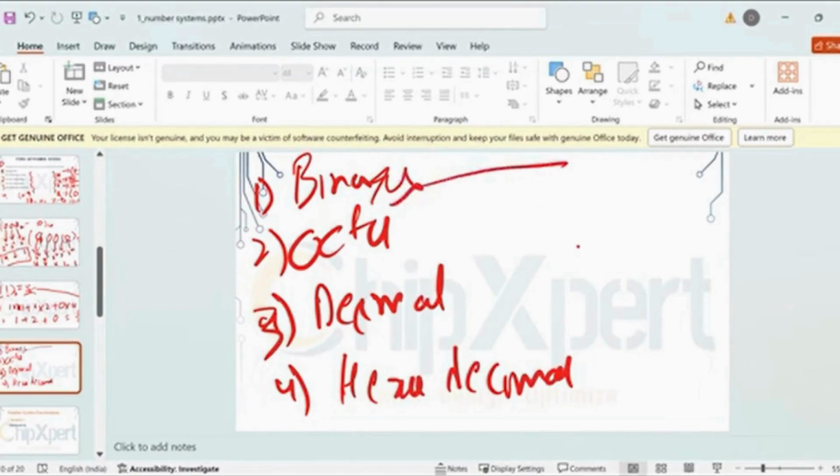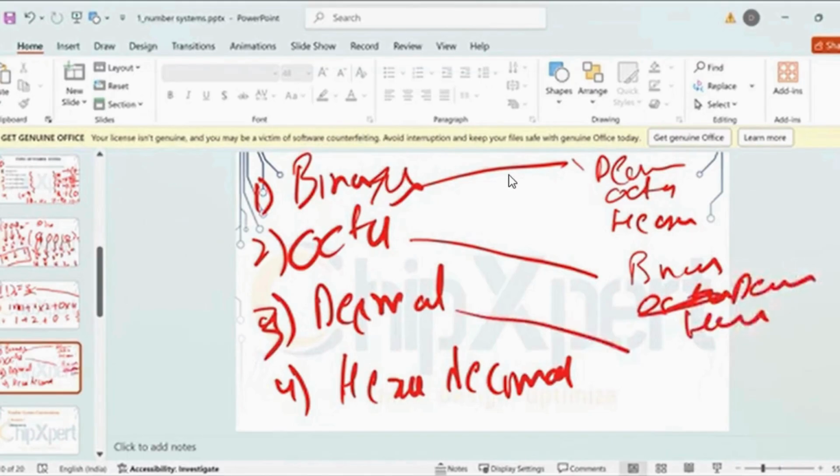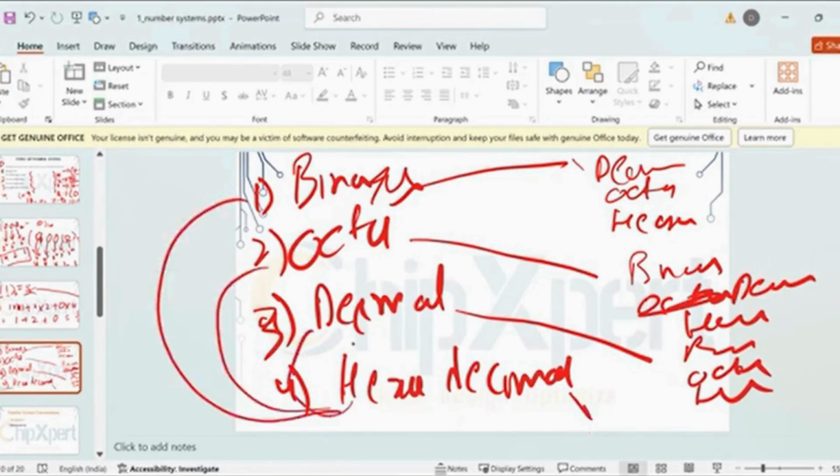That means the binary number system can be converted into 3: decimal, octal, and hexadecimal. And again, octal can also be converted into 3: binary, decimal, and hexadecimal. In the same way, decimal can be converted into binary, octal, and hexadecimal. And the same way, hexadecimal can also be converted into 3 types: binary, octal, and decimal.